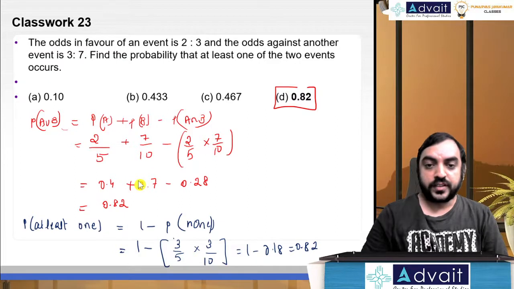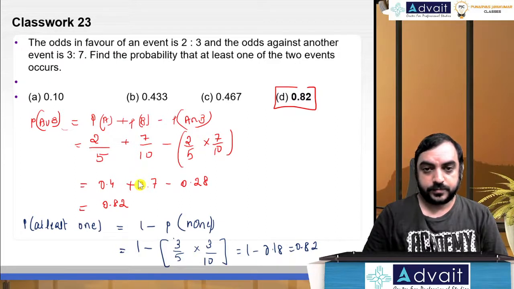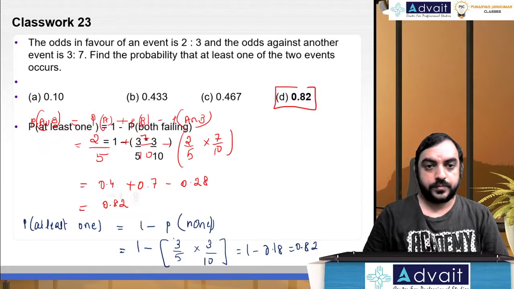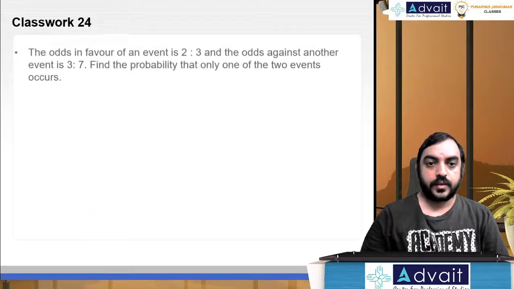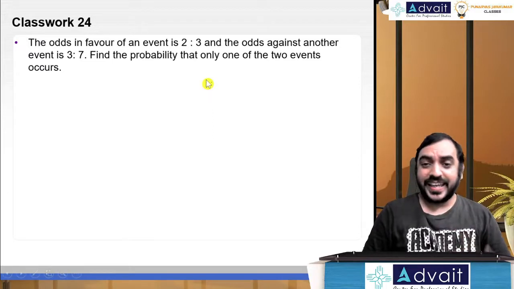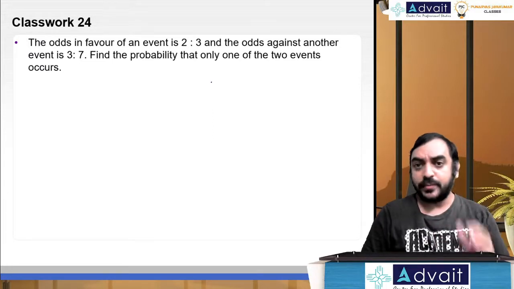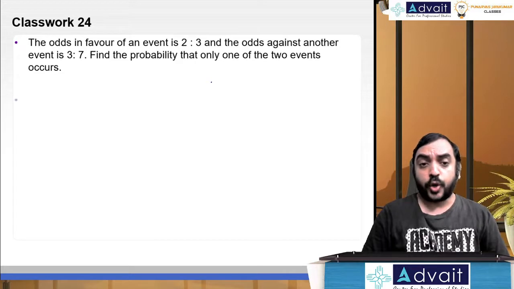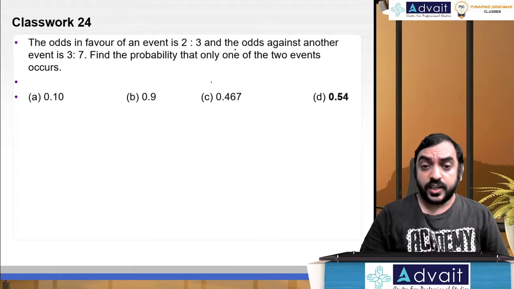Okay, let's go further. The odds in favor of an event is 2 is to 3. Odds against another event is 3 is to 7. Same data as the previous one. Find the probability that only one of the events occurs.